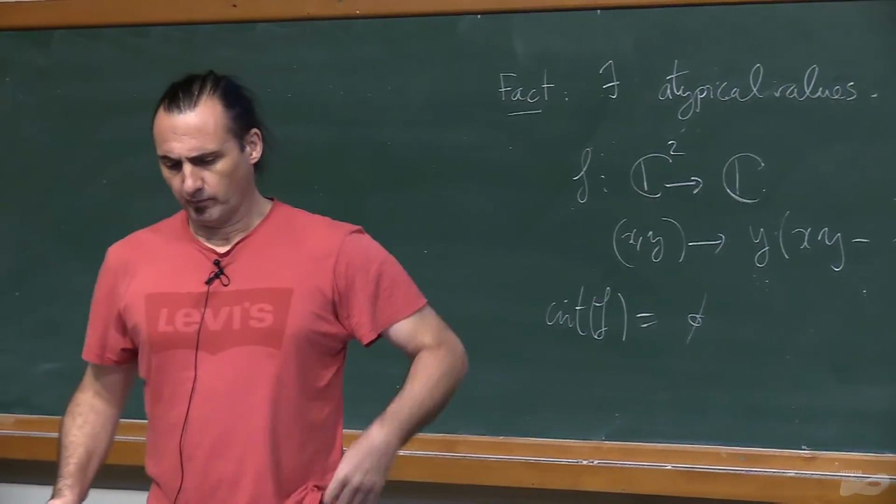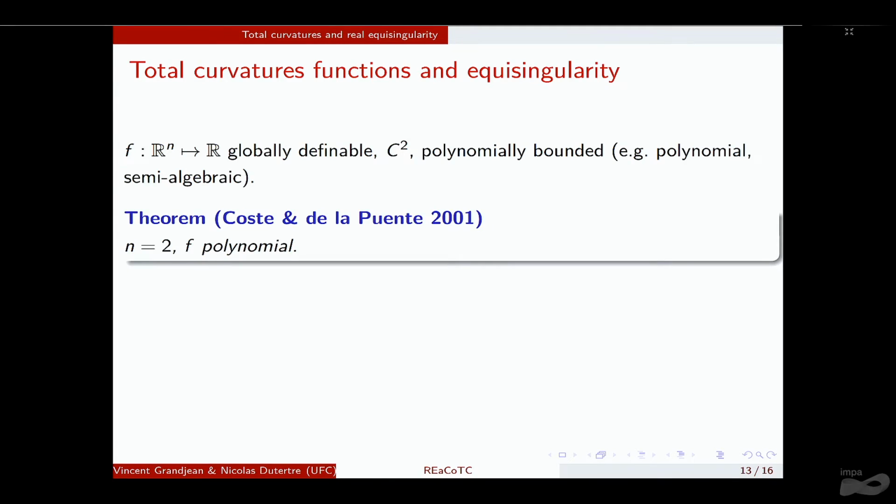So let's pick again a nice function in a nice category of functions, and if you don't know what I'm talking about, just think about a real polynomial. It's good enough. Well, as such, Coste and de la Puente didn't prove what I'm going to say, but it's an easy exercise to show that what they did allows one to say it. So you pick a real polynomial, then a value C is typical if and only if, I forgot to say, regular value here, if and only if the total curvature function is continuous at C. That is the one that is counted with signs.